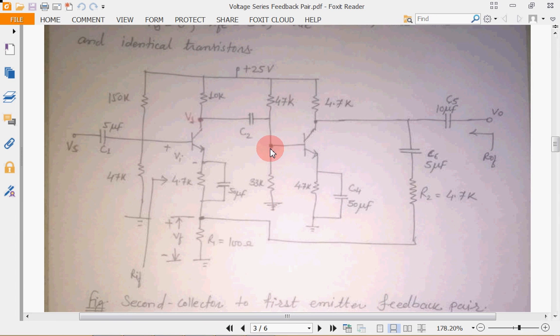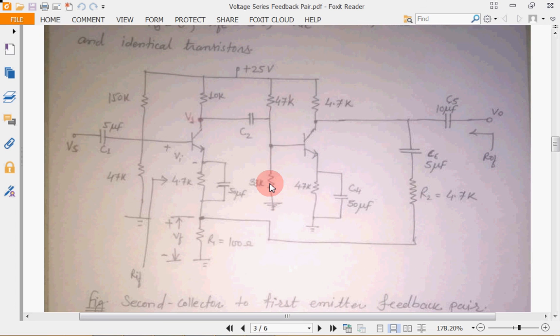Similarly, see here, this point and this point is same, where one terminal of this resistor, one terminal of this resistor, and one terminal of this resistor is connected, and the second terminal of all these resistors, this one, and this one, is connected to ground because of the AC equivalent model. So what is happening? This resistor is in parallel with this resistor, and that is parallel with this resistor.